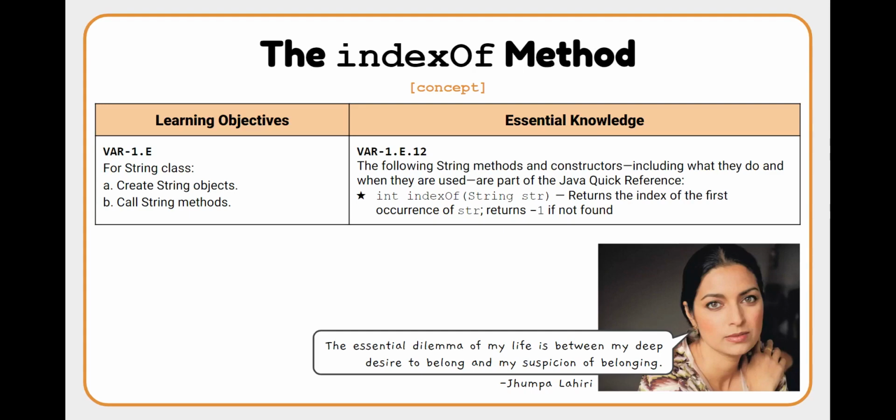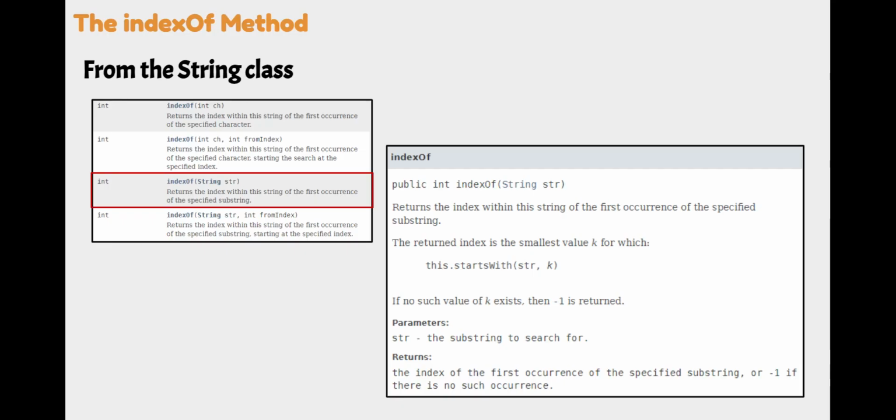Our next method is the indexOf method, same learning objective. If you look up the indexOf method in the Java string class, you will see that it is an overloaded method. All of them have a return type of int. They all have the name indexOf. They each accept a different type of parameter or a different number of parameters. We are only interested in one, which is the one that accepts one string parameter.